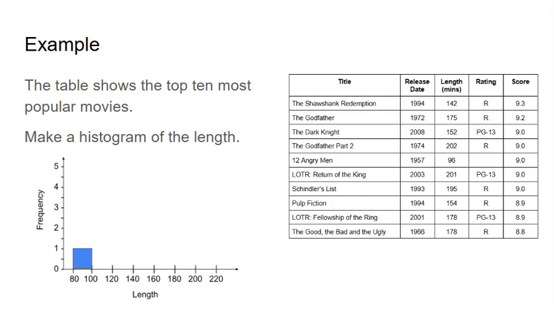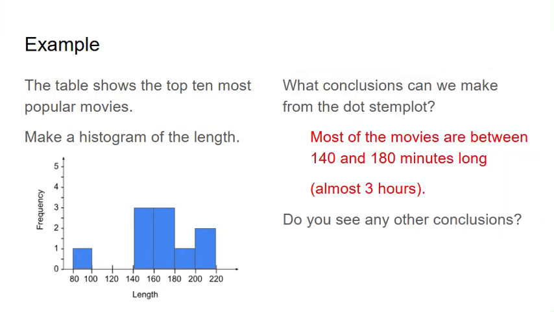How many movies fall within a length of 80 to 100? Well, there's actually only one movie that does that, so I'm going to put a bar that's only 1 unit high between those two numbers. There are 3 movies that fall within a length of 140 to 160, 3 movies that fall within 160 to 180, 1 movie that's longer than 180 but shorter than 200, and last but not least, 2 movies that are between 200 and 220 minutes long.